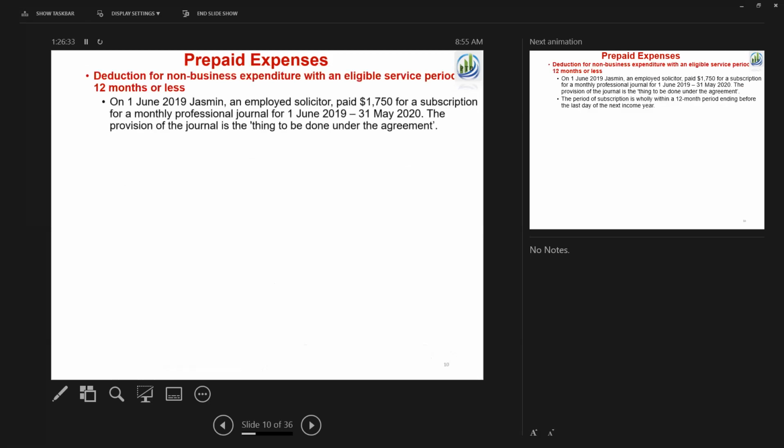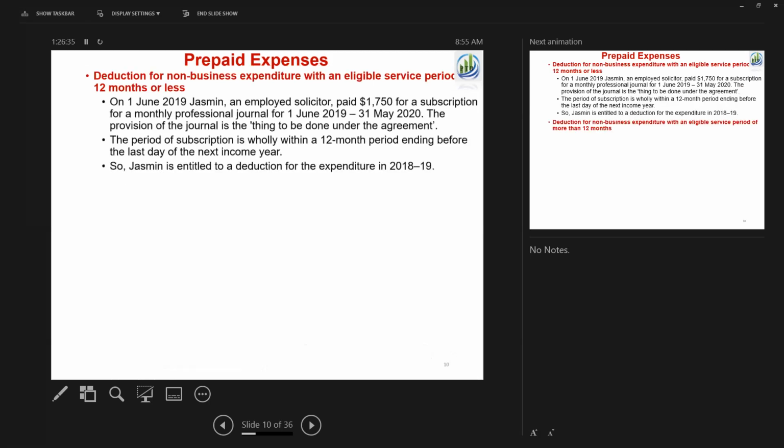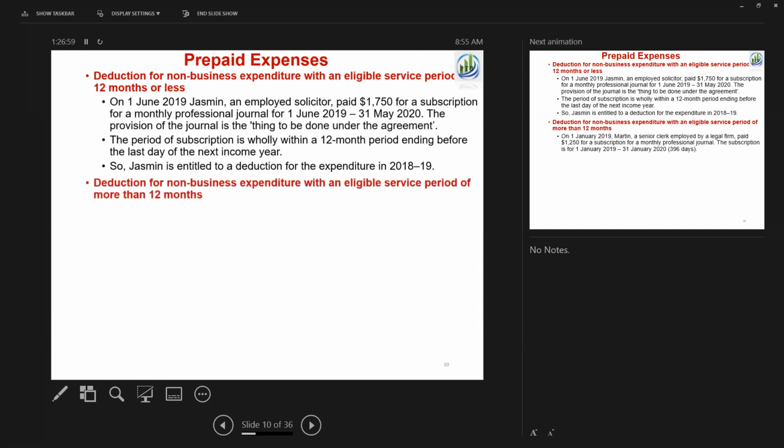Deduction for non-business expenditure. All right, there are a couple of examples here. Jasmine is a solicitor. So she is not a small business entity, but she is an employee, right? Being an employee means she is able to use this rule. So step one, what is the service period going to be? Can we exclude this expenditure? A subscription is not excluded. Therefore, we want to check that.